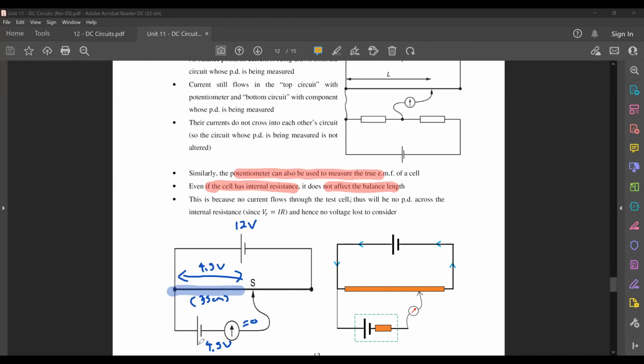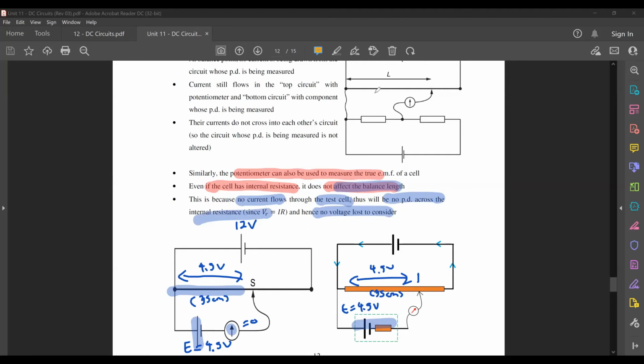Okay. Now, even if your cell has internal resistance like the one here, it won't affect your balance length. If your EMF here is 4.5 volts, you're still gonna get the same 4.5 volts here at the same length. The reasoning is because what we'll tell you here is that in this arrangement, there's no current flow through the test cell. Thus, there will be no PD across the internal resistance, hence no voltage loss to consider.